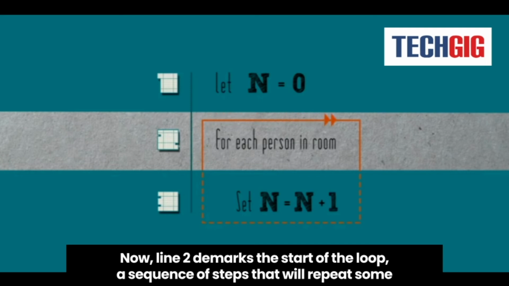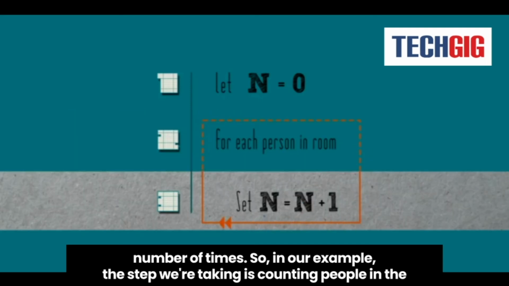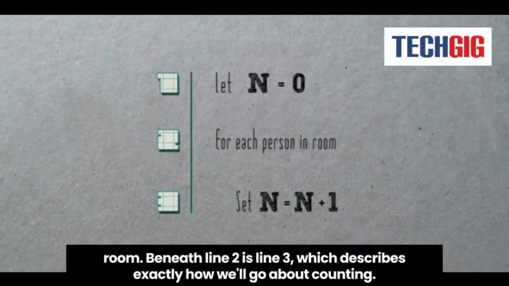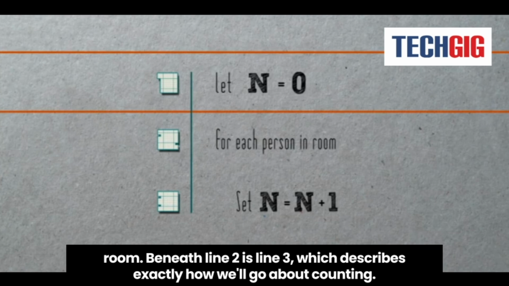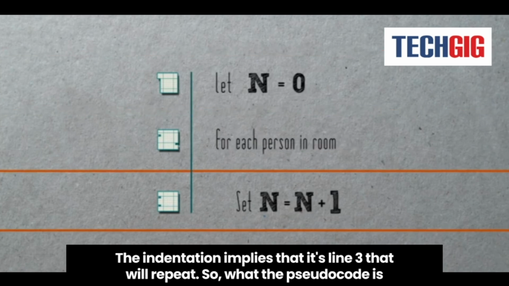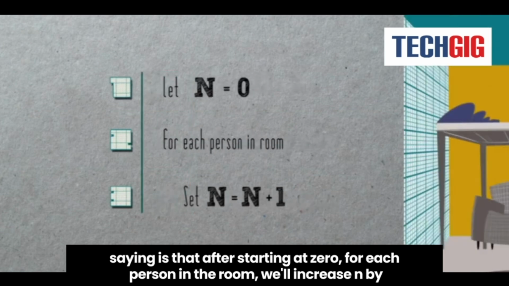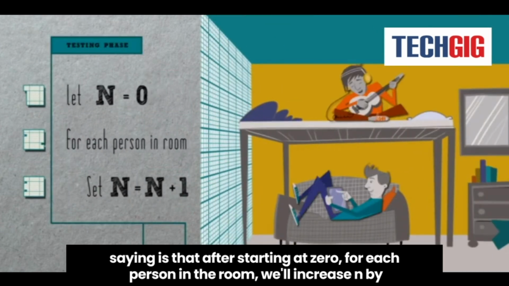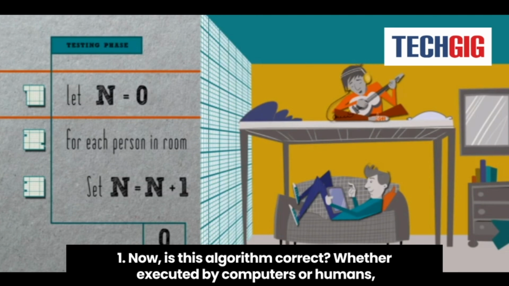Now, line 2 demarks the start of the loop, a sequence of steps that will repeat some number of times. So, in our example, the step we're taking is counting people in the room. Beneath line 2 is line 3, which describes exactly how we'll go about counting. The indentation implies that it's line 3 that will repeat. So, what the pseudocode is saying is that after starting at 0, for each person in the room, we'll increase n by 1. Now, is this algorithm correct?